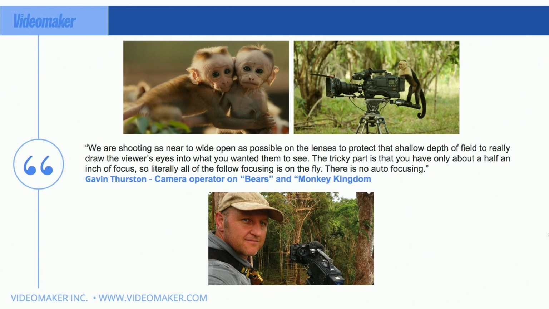to see. The tricky part is that you have only half an inch of focus. So literally all the following focus is on the fly. There's no autofocus. Very few cameras with autofocus can keep up with a really shallow depth of field. Even the leading cameras, the Canon 1DX Mark II, the Sony A7R Mark IV, or the A9 II, all of those cameras have really stellar autofocus and it's great probably at 2.8, likely at 4 always. You're going to be able to leave it on, and it's just amazing.